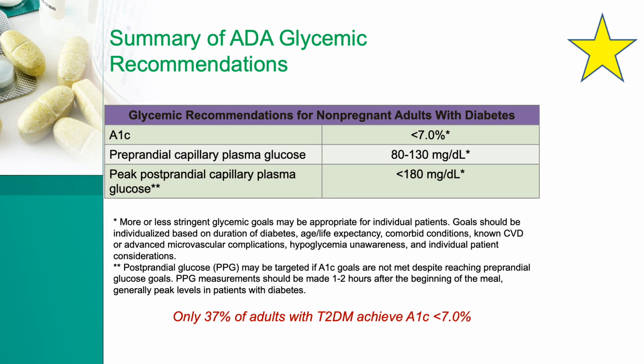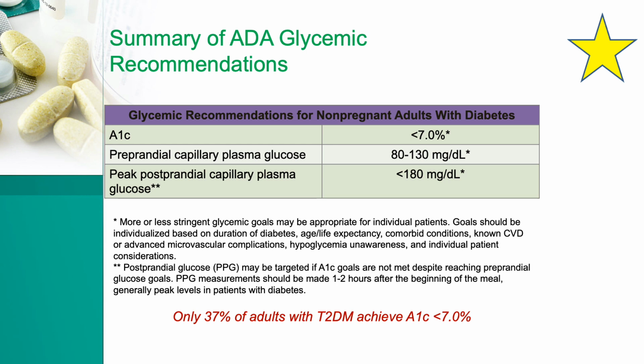The American Diabetes Association has established guidelines for glycemic control in patients with type 2 diabetes. In general, they recommend an A1C, a hemoglobin A1C, less than 7%, a capillary plasma glucose level of 80 to 130 milligrams per deciliter, and a peak postprandial capillary plasma glucose level less than 180.